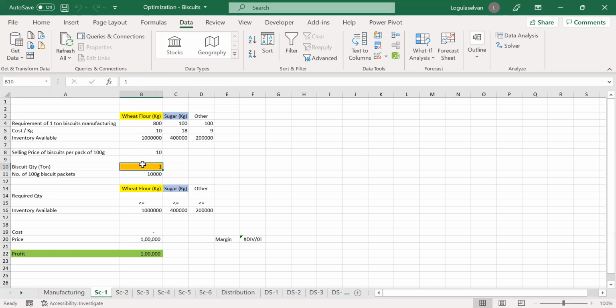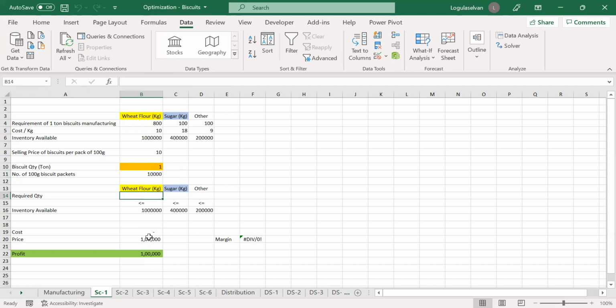So in case I am manufacturing just 1 ton of biscuit, for example, with that I can manufacture around 10,000 biscuit packets. How is it calculated? We are converting this into kg first, ton to kg, which is 1000. So in per kg, we can get around 10 biscuit packets of 100 grams. So 10 multiplied by 1000. So we are getting around 10,000.